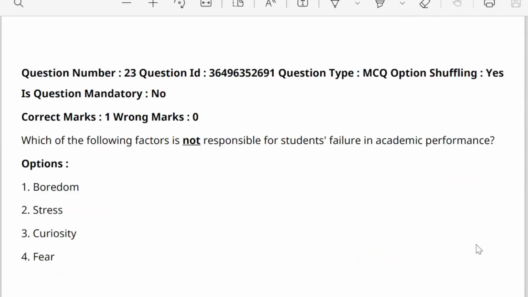Question 23. Which of the following is not responsible for students' failure in academic performance? Boredom, stress, curiosity, or fear? So curiosity will not be responsible for students' failure in academic performance.